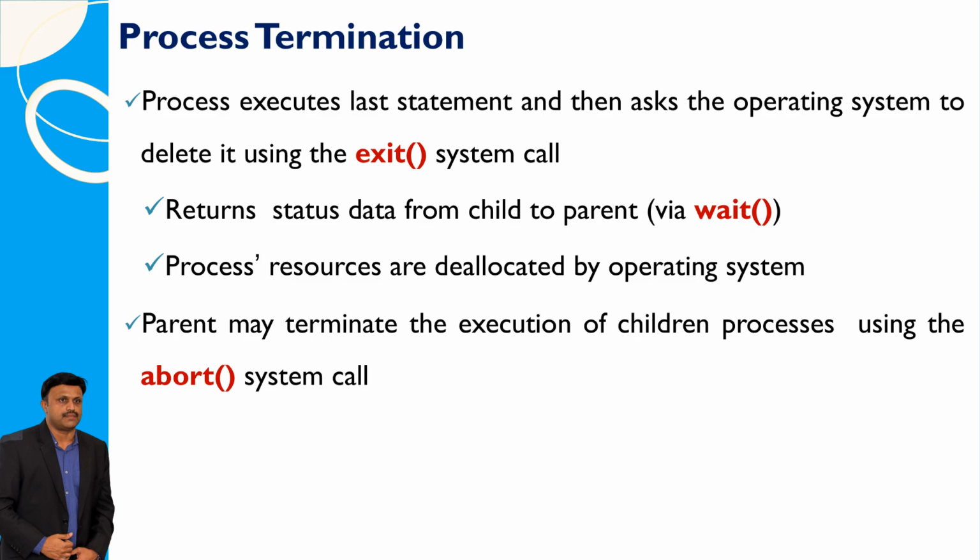Process termination involves several steps. First, the process executes its final statement and then requests the operating system to delete it using the exit system call. During this termination, status data is returned from the child to the parent through the wait system call. The operating system then deallocates the resources associated with the process. Additionally, the parent has the capability to terminate the execution of its child processes using the abort system call if needed.